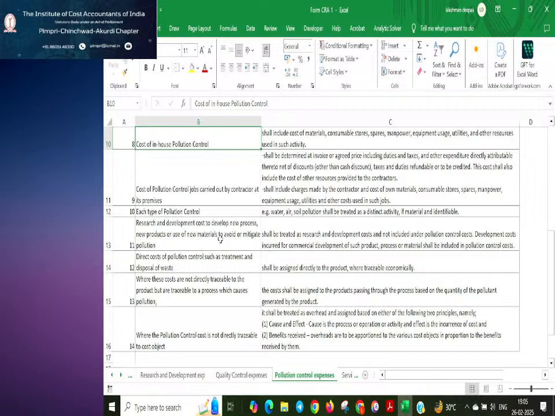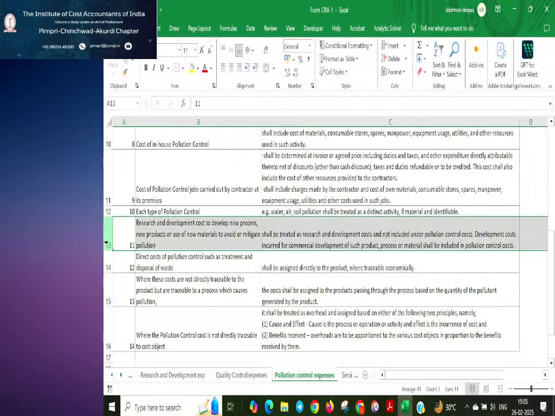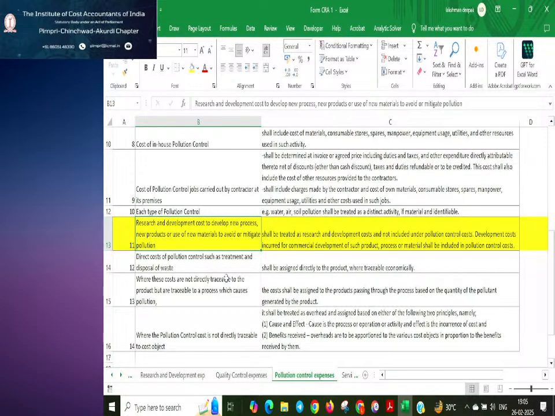You will have a dilemma whether I have to charge under research and development cost or under pollution control. Actually, that R&D cost will come under pollution control. Got it? Yes. So that is what they are mentioning. Research and development cost to develop new products or processes which will avoid or mitigate the pollution. Mitigate means to transfer the pollution. So development cost incurred for commercial development of such product, process, material shall be included in pollution control cost. It will not be included in research and development.